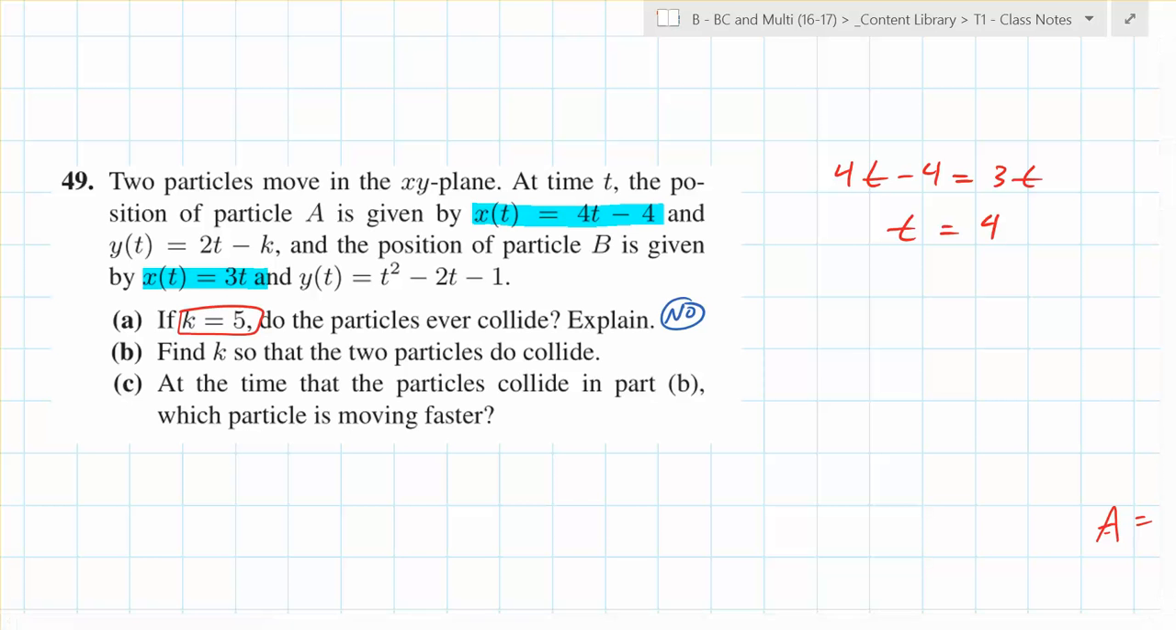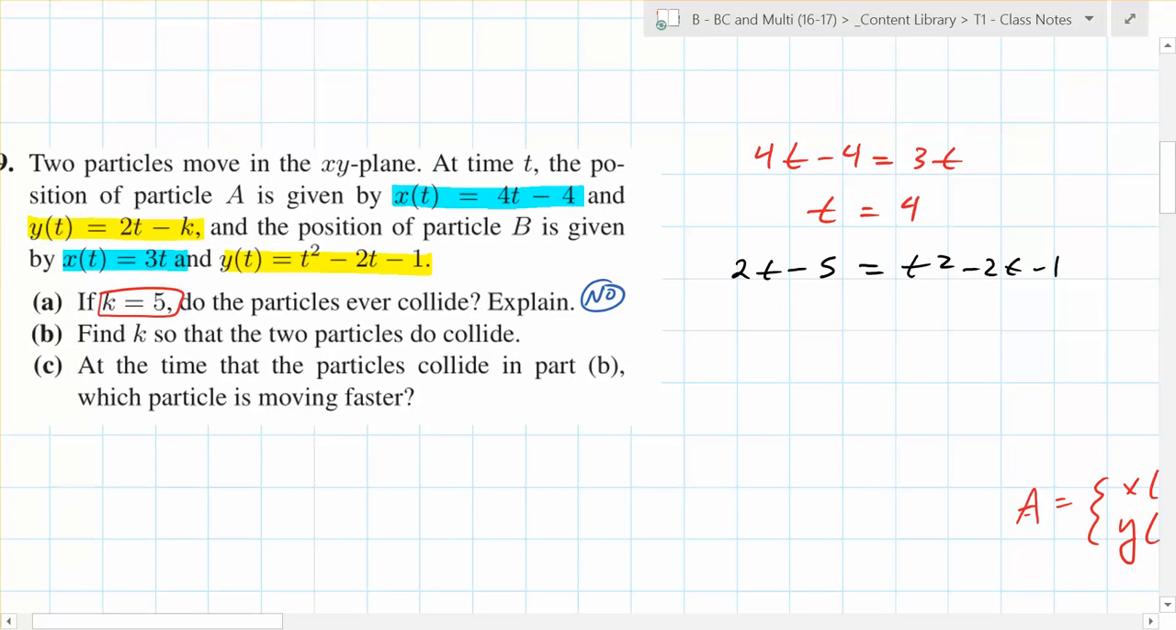5. So let's set the y coordinates equal to each other. Here are the y components. So 2t minus 5 is equal to what? T squared minus 2t. Is that minus 1 or plus 1? Minus 1, right? What should I do now? What should I plug in for t? Shouldn't it be 2t minus k minus 5? If k equals 5.